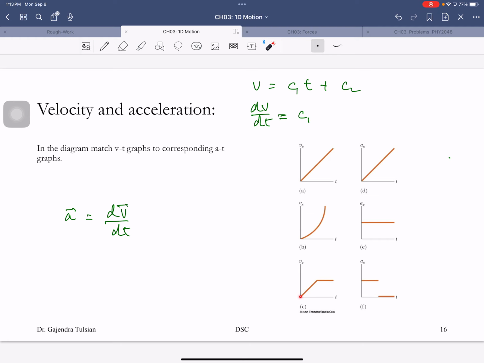For this graph, initially the acceleration is constant and now the acceleration is 0. It would be this graph. For this graph, the slope is increasing, and this happens to be a quadratic function, and so acceleration is linearly increasing with time.